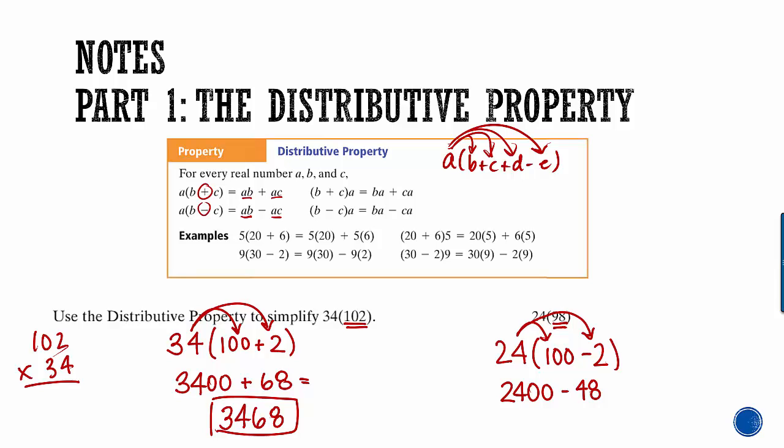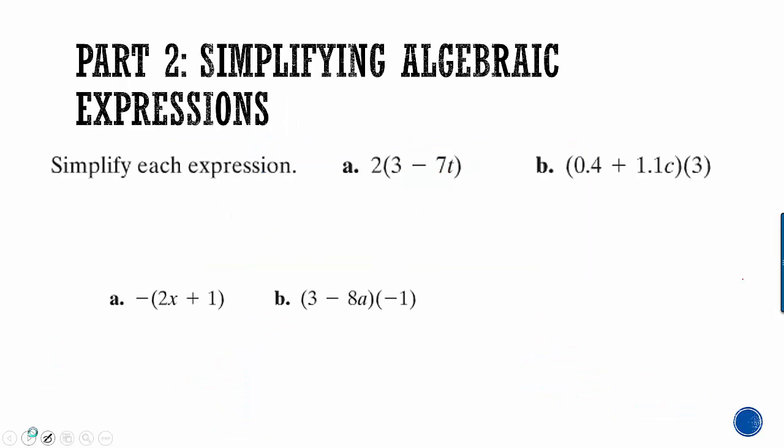So when I do this in my head, I think 48 is pretty close to 50. So if I take away 50, I'd have 2,350. But because I'm only taking away 48, I'd have 2,352. So the distributive property can be used for more than just algebraic expressions.